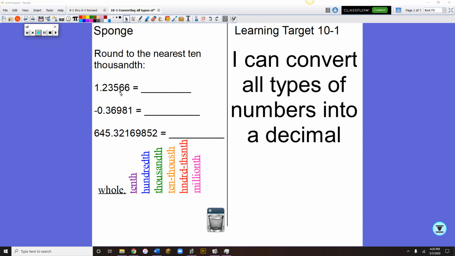Hi guys, this is a video for lesson 10-1, which is converting all types of numbers into decimals. Everything can turn into a decimal pretty easily, so if we want to compare or know which number is larger than another but our numbers aren't the same kind of number, we can change everything into decimals very easily. So that's the purpose of today. Some of this is a review, but it's skills that we need to do the stuff later in the chapter that's not going to be a review.